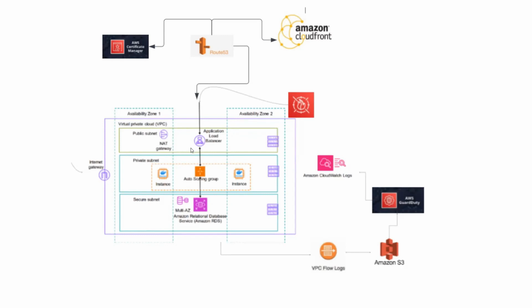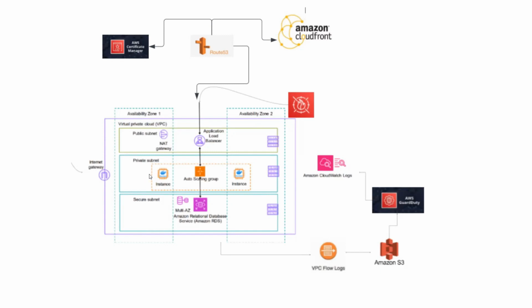Next thing is that we have a private subnet. As I said, the fundamental difference between a private subnet and a public subnet is that in the private subnet you will not have any public IP addresses assigned to it. Let's say you have an EC2 instance in the private subnet. You will not have any public IP address assigned to it.